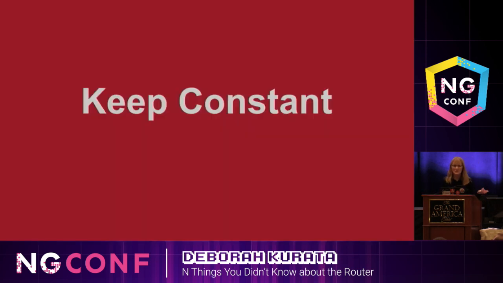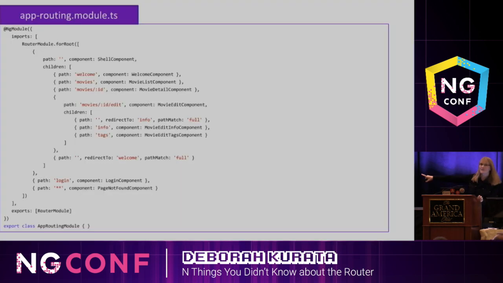Keep constant. Now this one, a lot of people probably already know about because a lot of examples already show how to do this. Here, this is intentionally meant to be difficult to read. The point here is that this is difficult to read now because we have all of our route stuff actually connected into our NgModule decorator. And that makes it hard to read the decorator because there's so much other stuff in there.